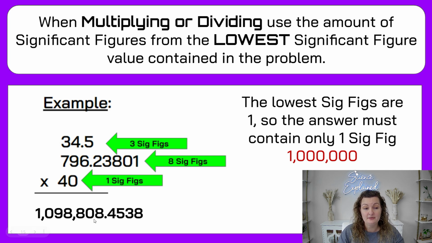And this can be crazy because you can look at this and there's a lot of non-zeros in this answer, but we need to make sure that our result only has 1 significant figure. So it's actually going to just end up being 1 million. And that is not as accurate as we would really like it to be all the time, but it's as accurate as we can be with the information that we were provided. So make sure that you're rounding to the correct significant figure when you're multiplying and dividing.